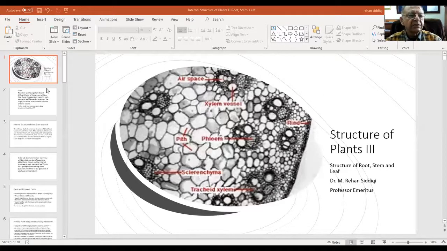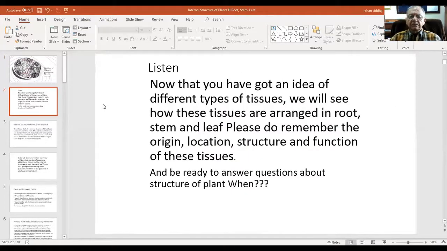And here, in this slide, I'm telling you that you already have an idea of different types of tissues: parenchyma, collenchyma, sclerenchyma. The only thing we are going to do now is see how these tissues are arranged in root, stem, and leaf. And when I talk about these tissues in root, stem, and leaf, you have to remember the origin, location, structure, and function of these tissues.